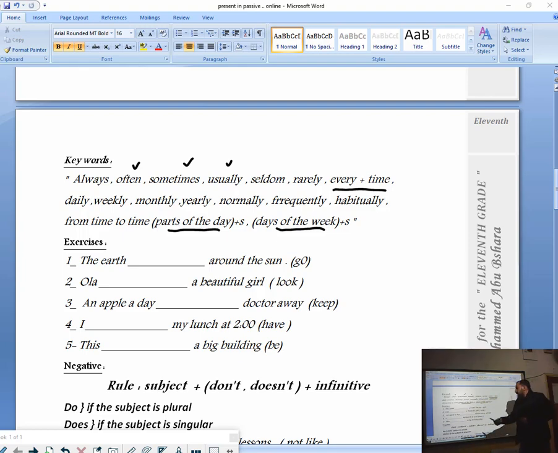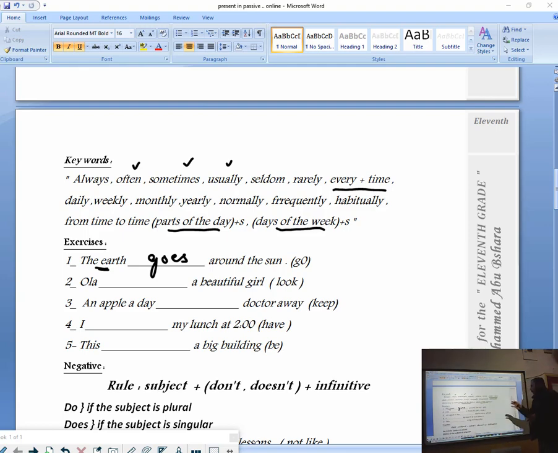The first one: the earth go around the sun. The verb is go. As I told you before, if the subject is singular, I add s. If the subject is plural, I don't add s. The earth is singular, so I should add s for go: the earth goes around the sun.